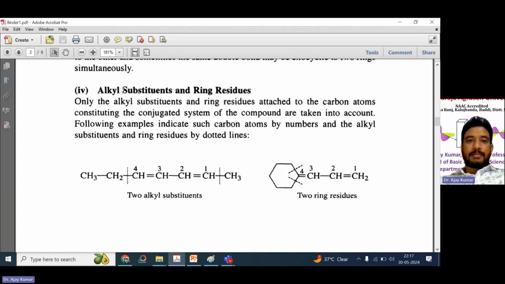And the next is alkyl substituents and ring residue. Particularly, the alkyl substituent and ring residue are the same, but they are differentiated in two conditions. If we have an acyclic diene, we call it alkyl substituents. And if we have a ring-containing diene, a cyclic system, we call it ring residue. Let us take this example from here.